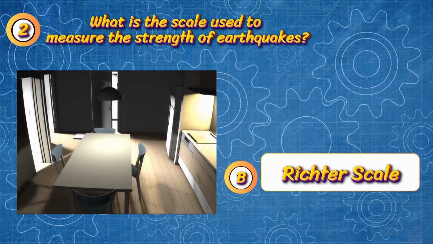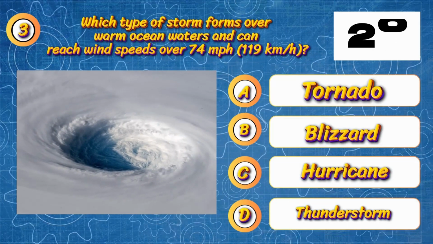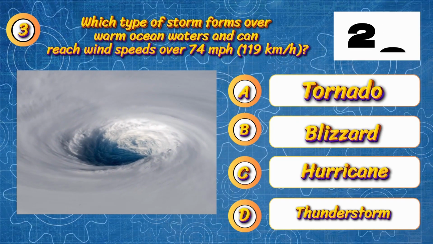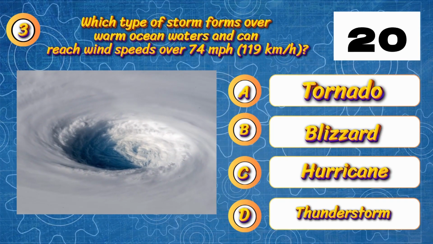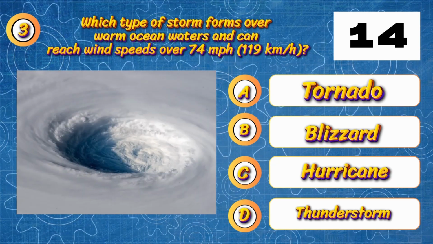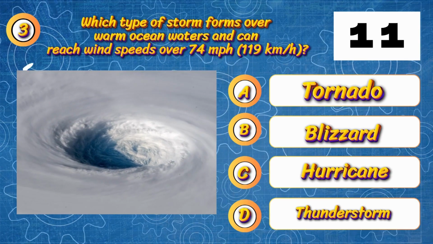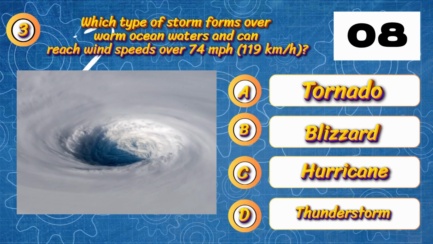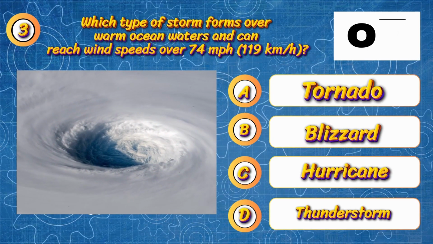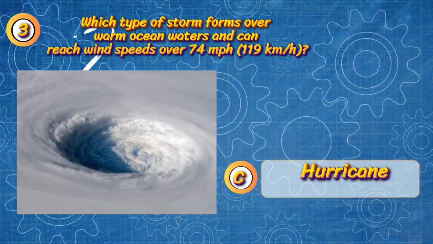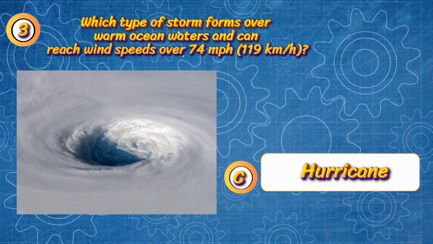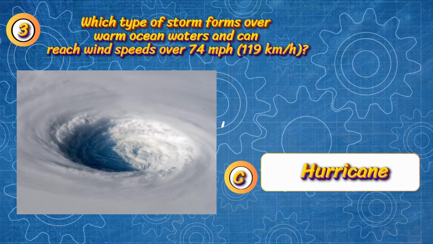Question 3. Which type of storm forms over warm ocean waters and can reach wind speeds over 74 miles per hour, 119 kilometers per hour? A. Tornado. B. Blizzard. C. Hurricane. D. Thunderstorm. C. Hurricanes, also called typhoons or cyclones, form over warm ocean waters and can cause massive destruction.